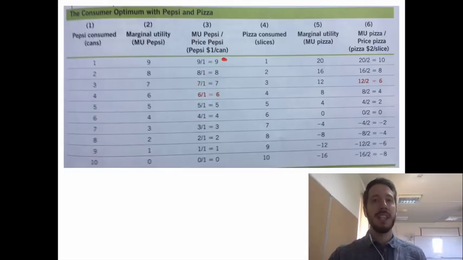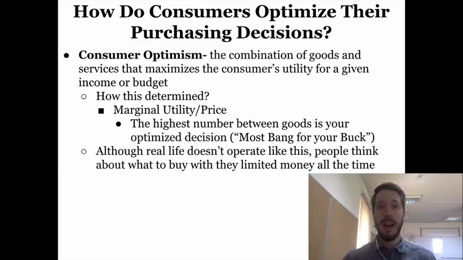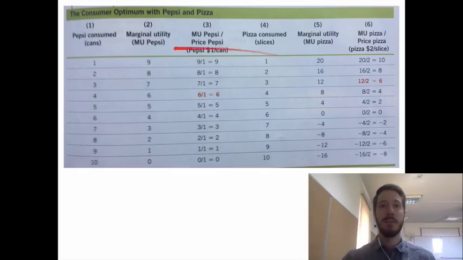Also note, the price of a Pepsi can is $1 or 1 JD. And pizza, it's 2 JD or $2 or 2 euros. But you only have 12. So you have to figure out how you can get the most utility out of consuming these things with your limited resources. If we're looking for the idea of consumer optimism, it's marginal utility divided by the price.